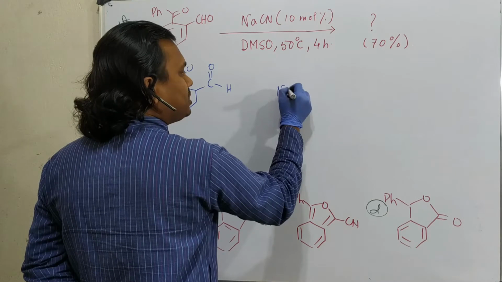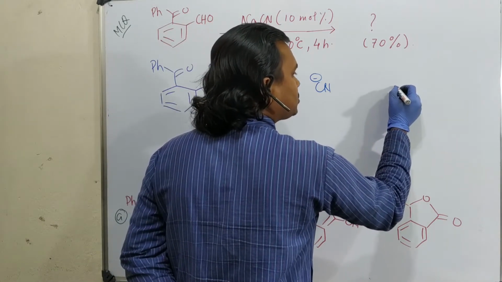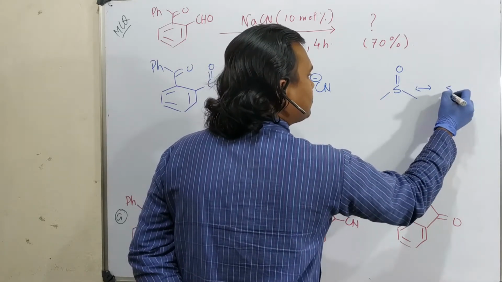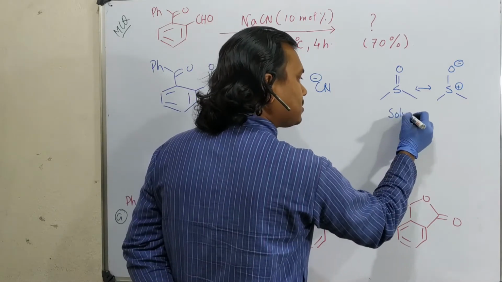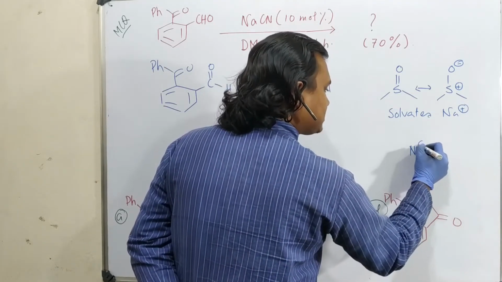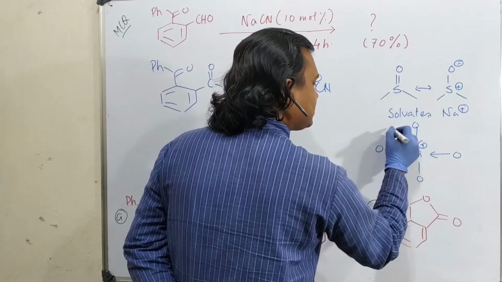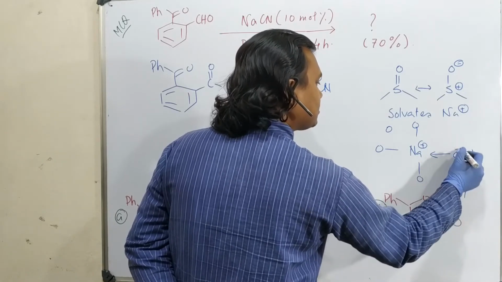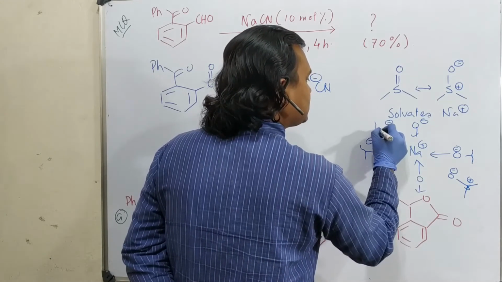Now another thing, what is the reagent? See, sodium cyanide. Sodium cyanide is a salt, Na plus and CN minus, and DMSO is a polar aprotic solvent. You may consider DMSO as this, or you can write its canonical form also, this. So this is polar aprotic, meaning it solvates the Na plus cation. How does it solvate? You can think that sodium plus is surrounded by, meaning coordinated by, six DMSO molecules. I am not drawing everything like that. These oxygens are from DMSO.